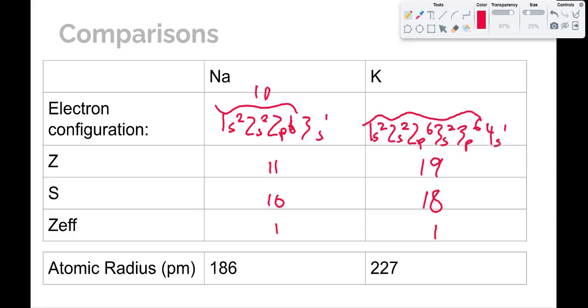So that means that the numerator of that Coulomb's law comparison equation is the same for both of these. However, the outermost electrons are in the 4th shell for potassium compared with the 3rd shell for sodium. And that means that potassium has to be larger because by definition shell 4 is bigger than shell 3. And so those electrons are just farther away and experience the same effective pull towards the nucleus. And the numbers show that here. 186 was our atomic radius for sodium. 227 is the atomic radius for potassium.